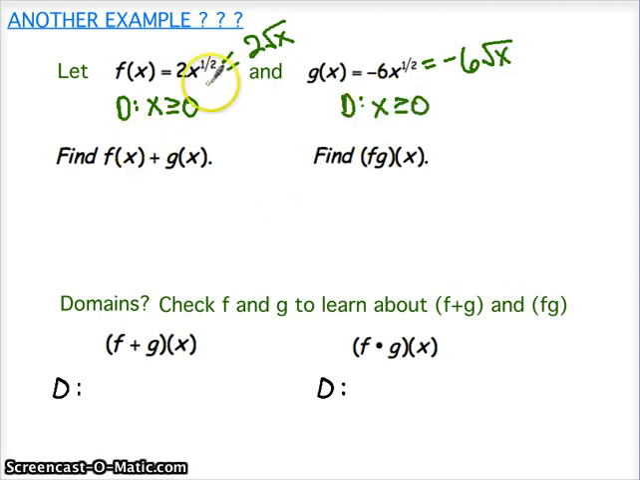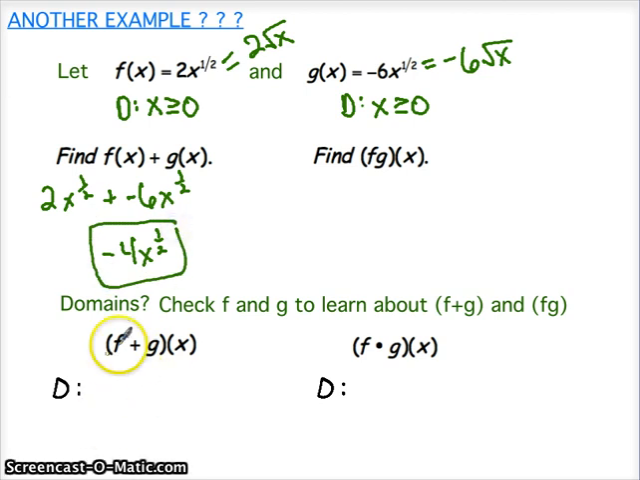Well, when we add those two together, 2x to the 1/2 plus negative 6x to the 1/2, we just get negative 4x to the 1/2. So when we think about its domain down below here, again, x is under the square root, so it needs to stay greater than or equal to 0.